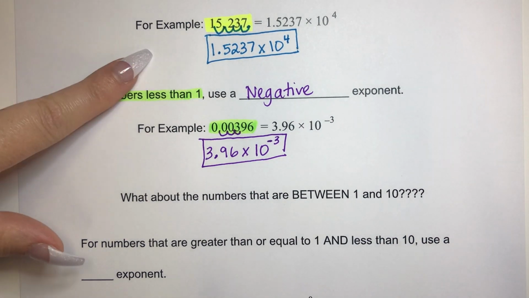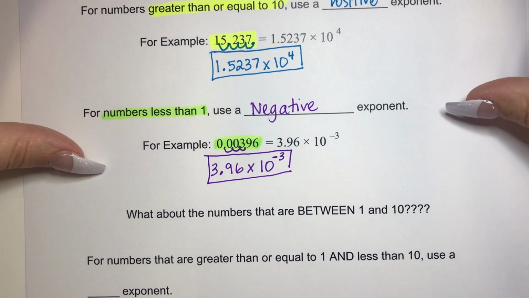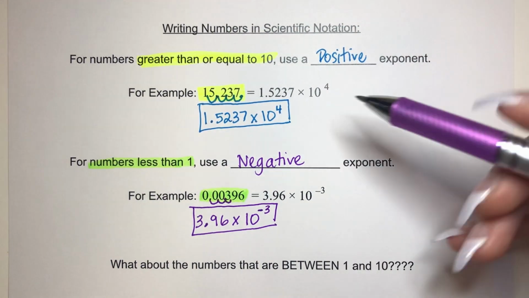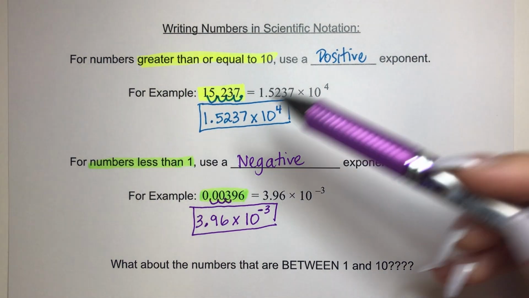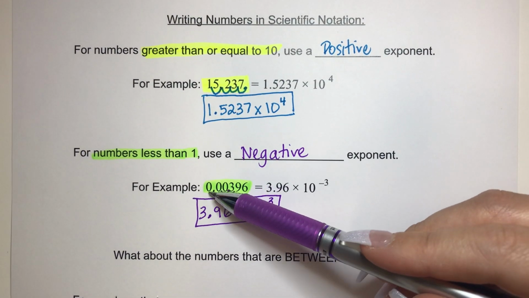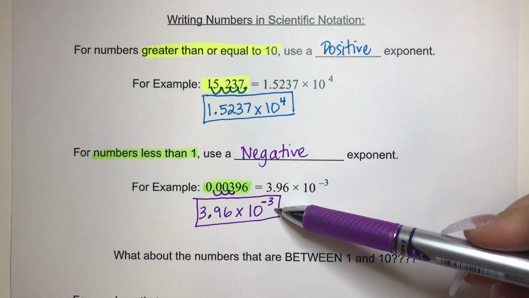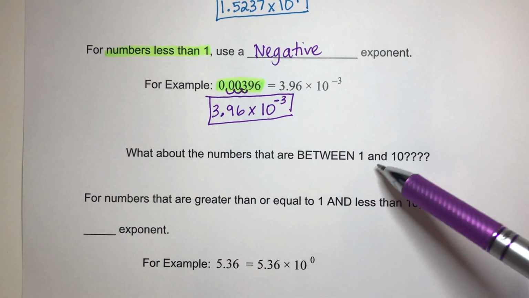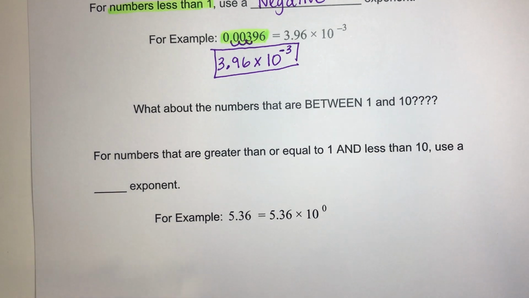Okay, so we talked about numbers so far that are greater than 10. We know that when we're dealing with numbers that are greater than 10, we need to have a positive exponent, like this number, 15,000. We have to have a positive exponent. It's a positive 4. And then when we're dealing with numbers less than 1, like 0.00396, we have to have a negative exponent to write that in scientific notation. But what about the numbers that are between 1 and 10? What do we do with those numbers that are between 1 and 10?